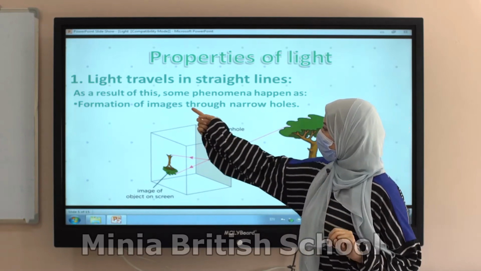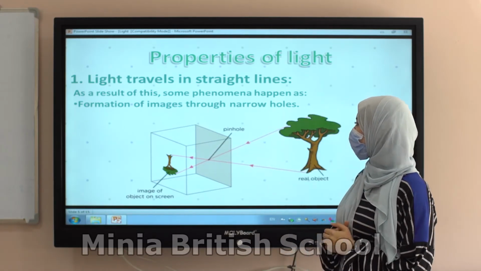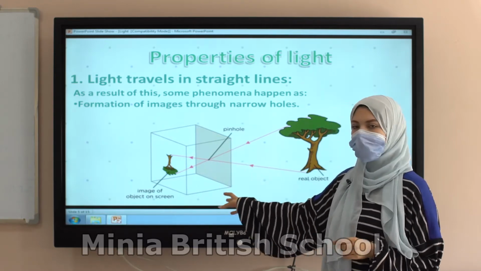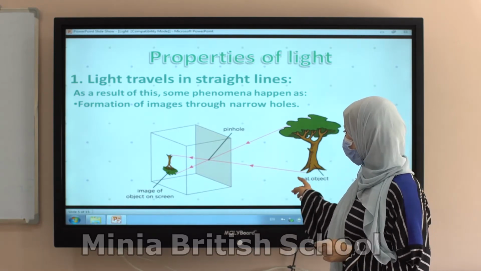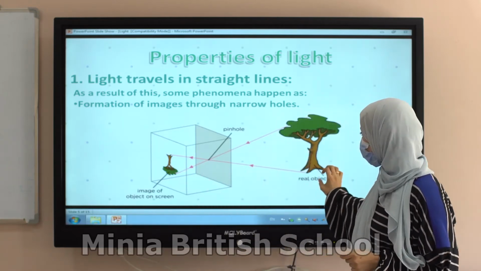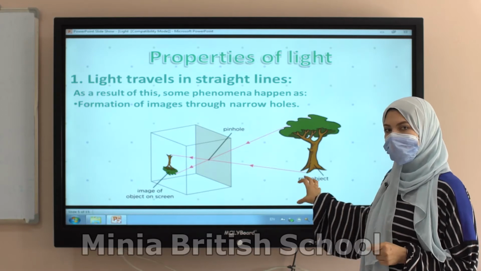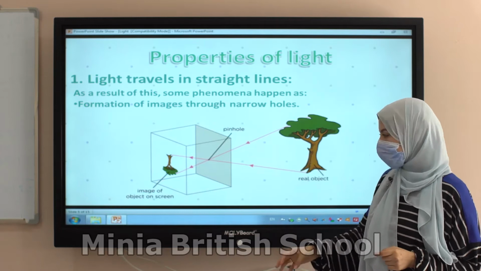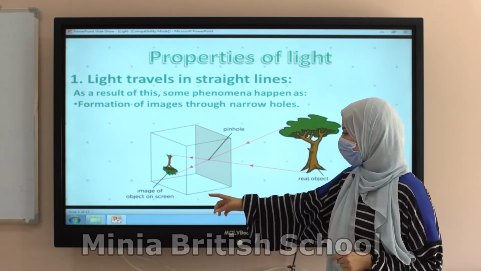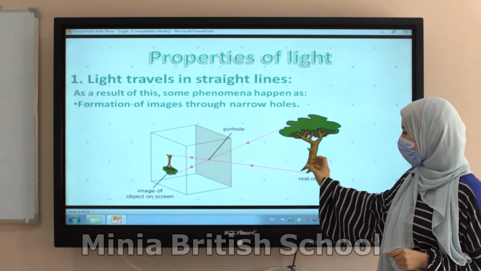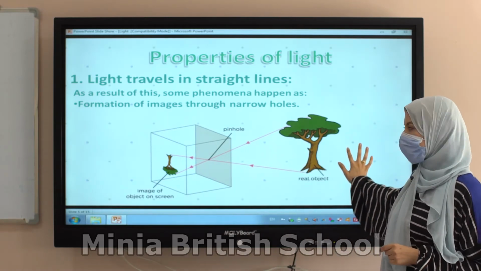First, formation of image through narrow holes. If you have a box and make a hole in it, you can see an image formed on the other side of the real object, inverted and minimized. The image is smaller than the real picture.